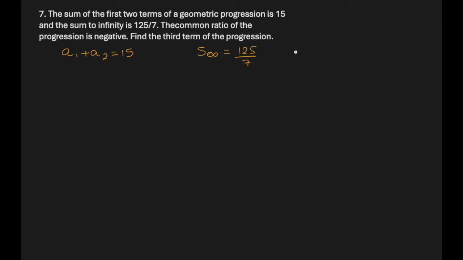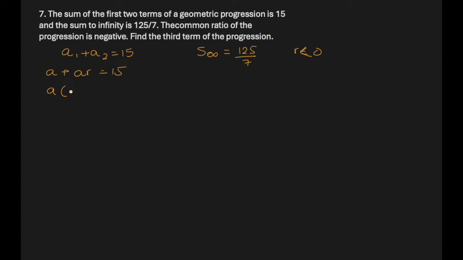The common ratio R is negative, so it is less than 0. Find the third term of the progression. Okay, so first let's put them in the same format. A1 I will write as A. A2 will be AR, A multiplied by the ratio, equal to 15.